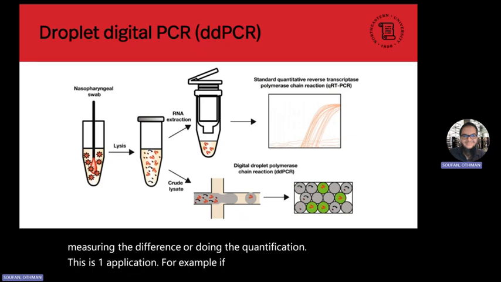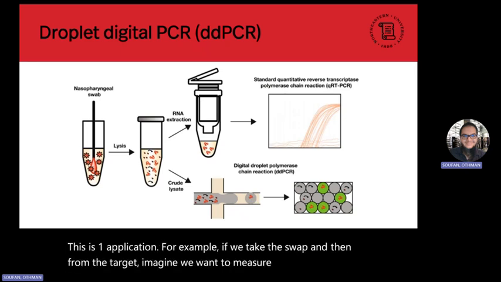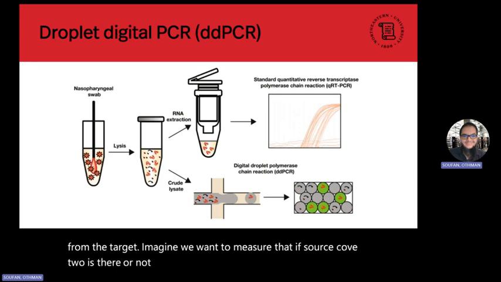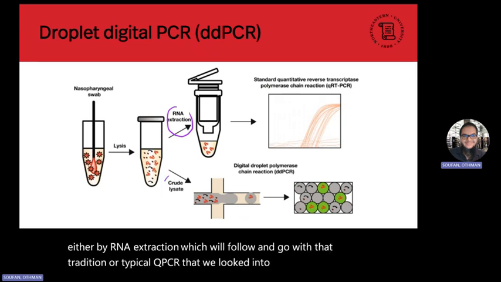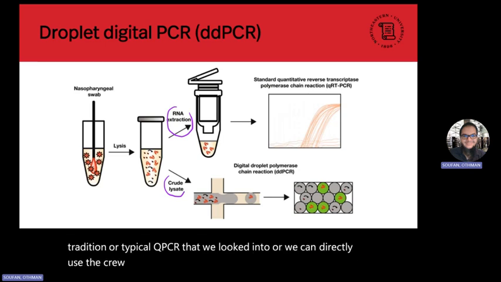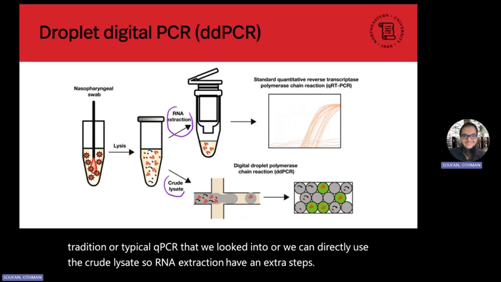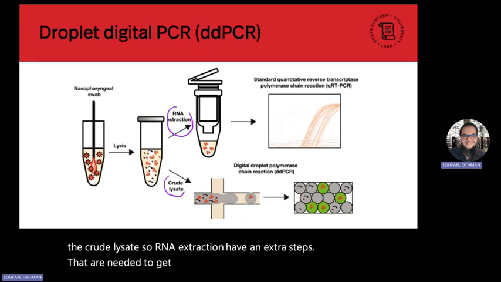If we take a swab from the target, imagine we want to measure if SARS-CoV-2 is there or not, we can do this in two different ways: either by RNA extraction, which will follow with the traditional or typical qPCR that we looked into, or we can directly use the crude lysate. So RNA extraction has extra steps that are needed as compared to the crude lysate in this case.